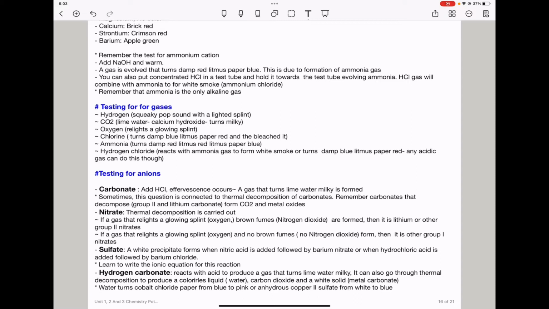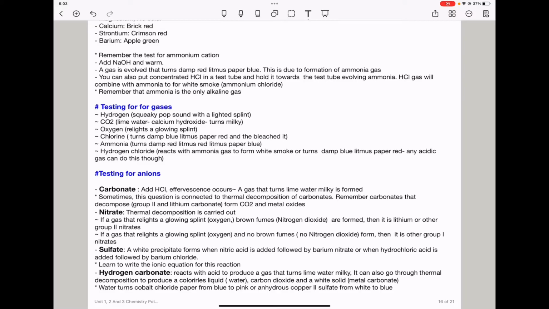Sometimes this question is connected to thermal decomposition of carbonates. And remember, carbonates that decompose are group 2 as well as lithium carbonates, and they form carbon dioxide as well as metal oxides. When we go to nitrates, this is also carried out by thermal decomposition.